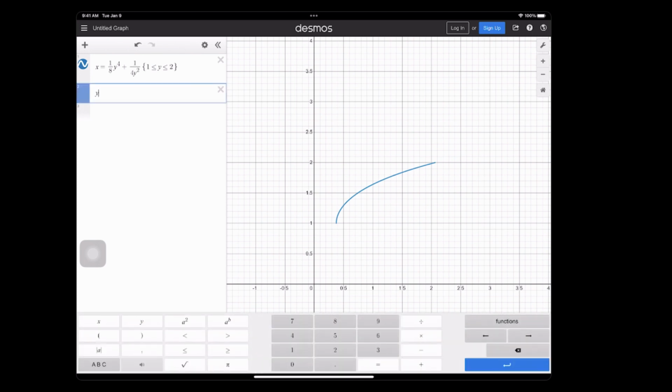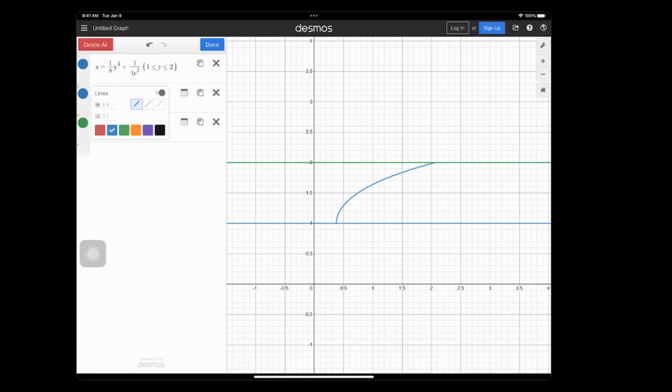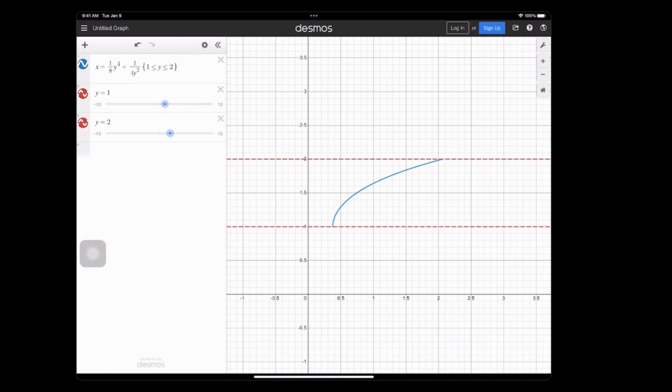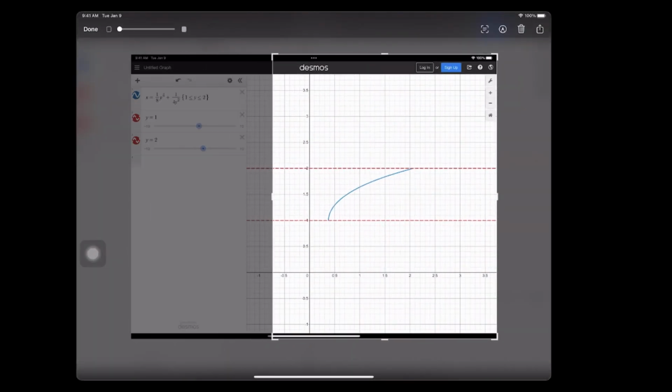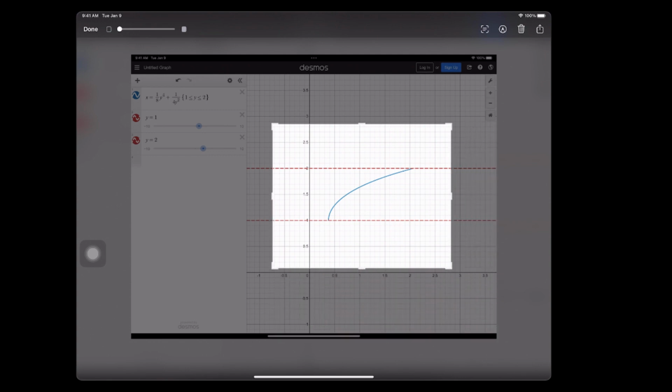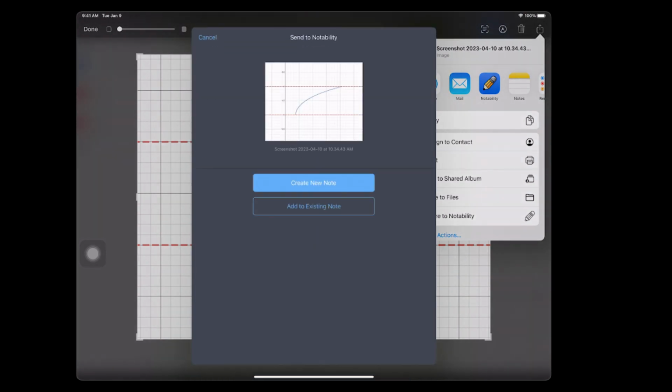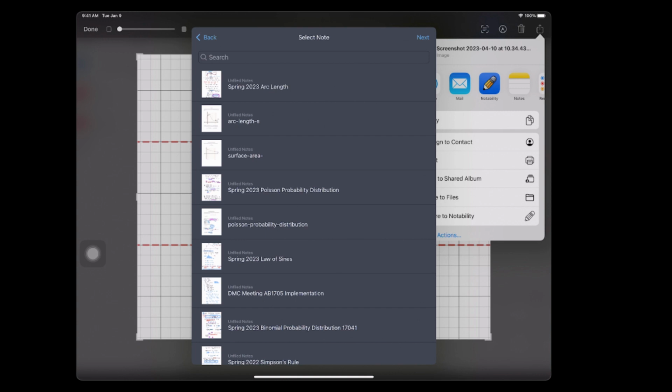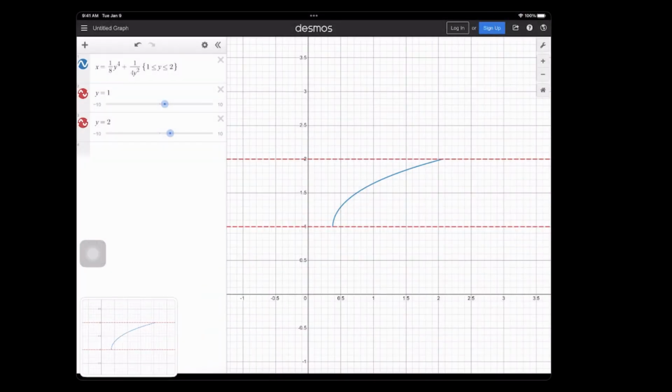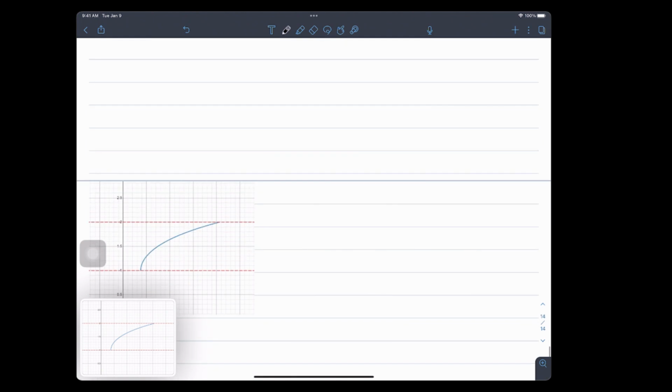So notice this. I'm going to put here y equals 1, y equals 2. And I'm going to bring that picture in like I've been doing so you guys can see that. All right, so let's bring that picture in. I think that was called arc length, right? Add to existing note. There we go. There it is.